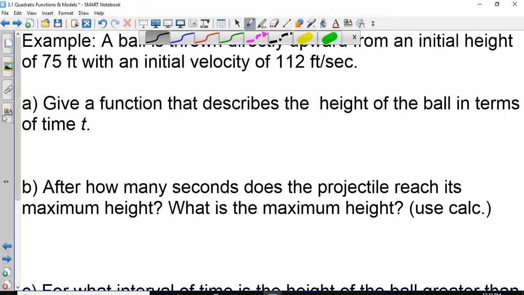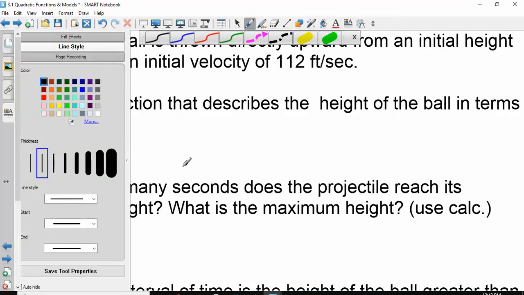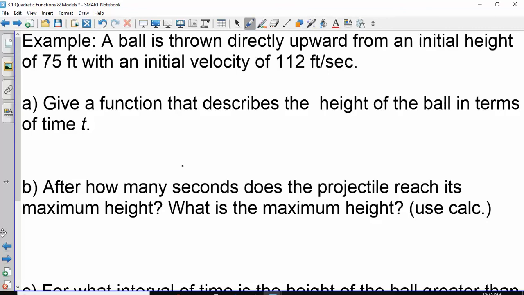So here is our problem. A ball is thrown directly upward from an initial height of 75 feet with an initial velocity of 112 feet per second. Give a function that describes the height of the ball in terms of time t.